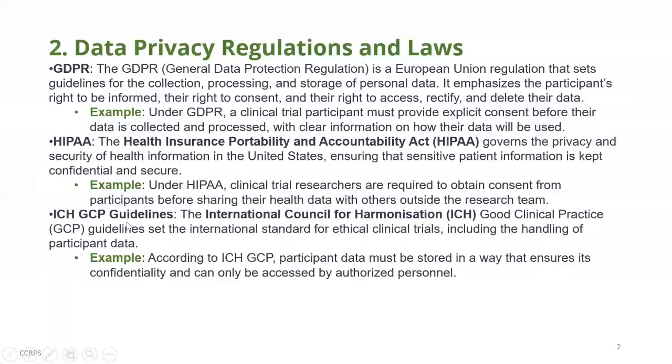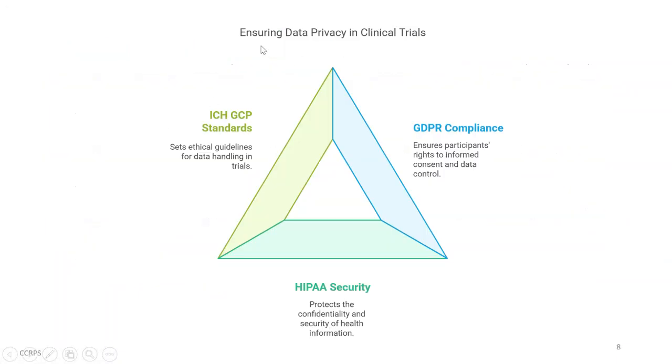ICH GCP guidelines, the International Council for Harmonisation Good Clinical Practice guidelines, set the international standard for ethical clinical trials, including the handling of participant data. Example: according to ICH GCP, participant data must be stored in a way that ensures its confidentiality and can only be accessed by authorized personnel. And here is a diagram on ensuring data privacy in clinical trials.